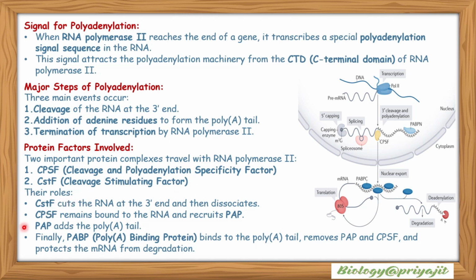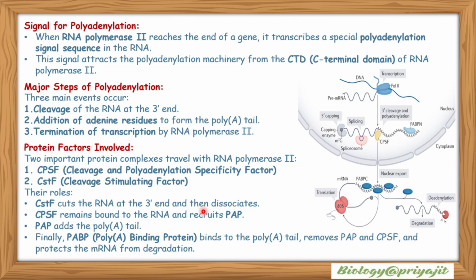Their roles include: CSTF cuts the RNA at the 3' end and then dissociates. CPSF remains bound to the RNA and recruits PAP, or poly-A polymerase. Poly-A polymerase then adds the poly-A tail. So finally, poly-A binding protein binds to the poly-A tail, replaces poly-A polymerase and CPSF, that is, cleavage and polyadenylation specificity factor, and protects the mRNA from degradation. So this is all about polyadenylation.